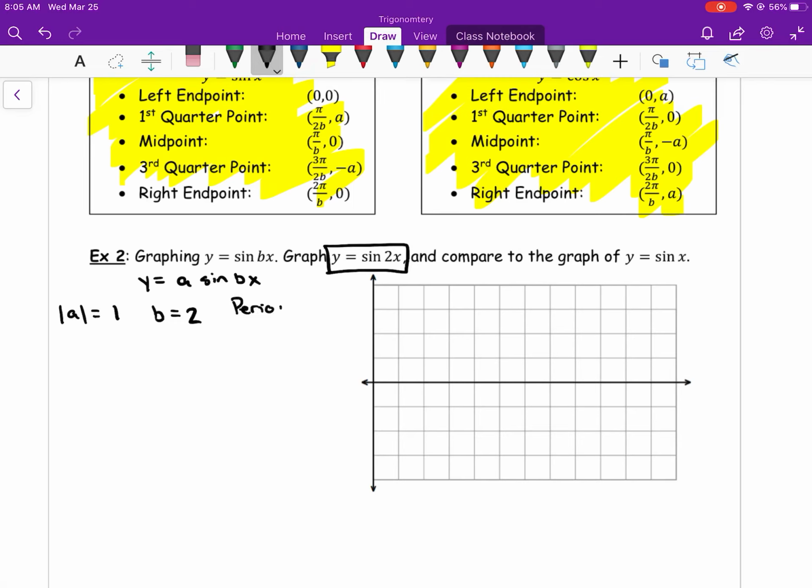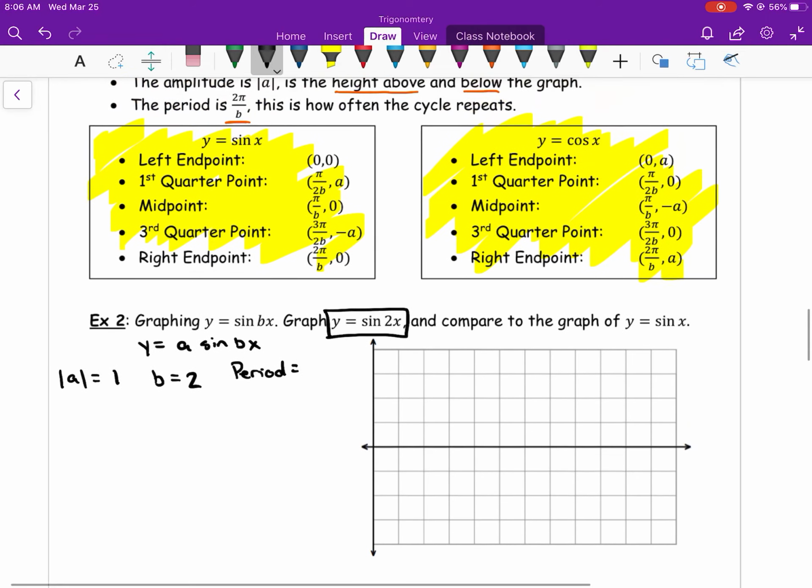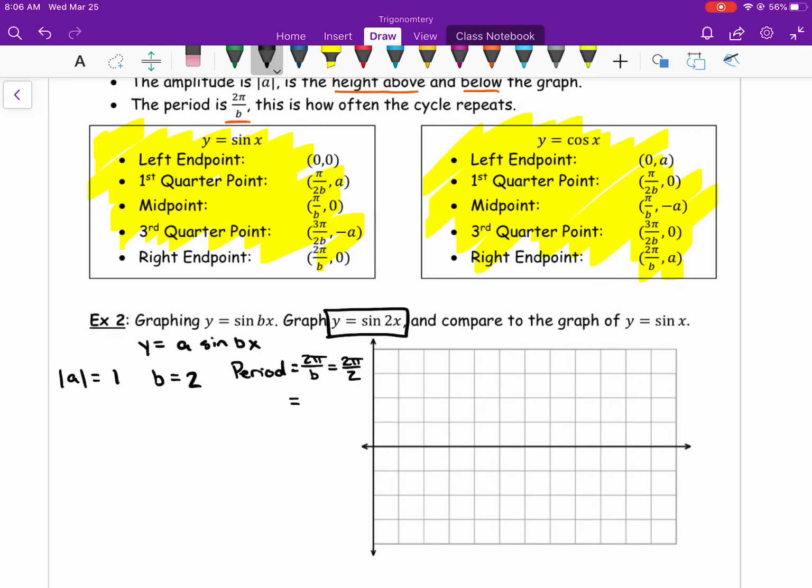So our period is equal to 2 pi over B, which is 2 pi over 2. So the 2's cancel out, so our period means this graph repeats every pi.